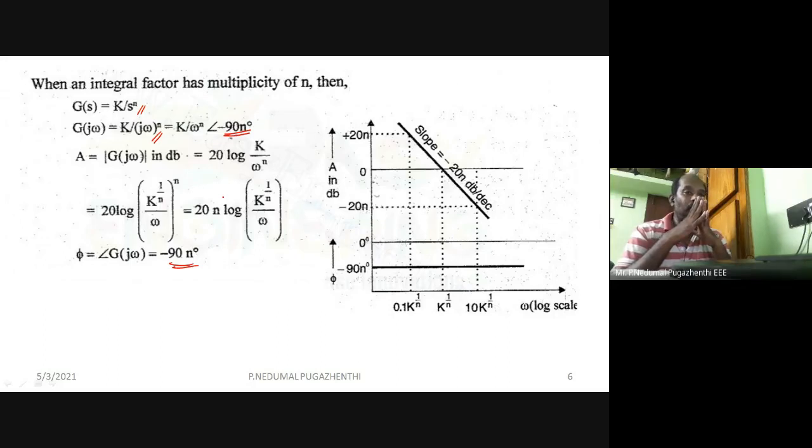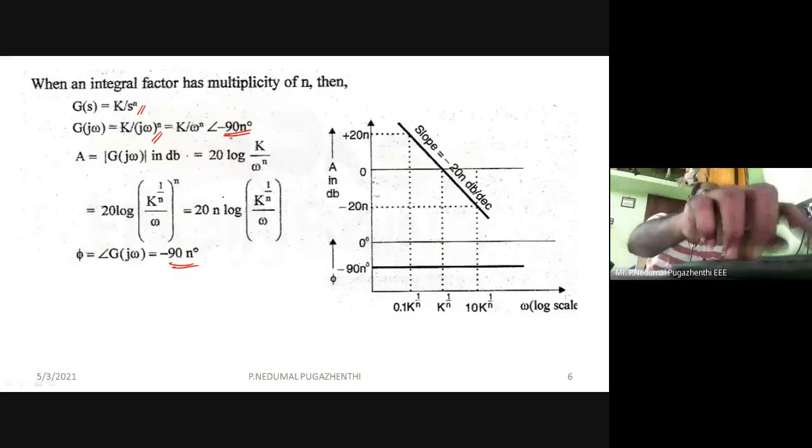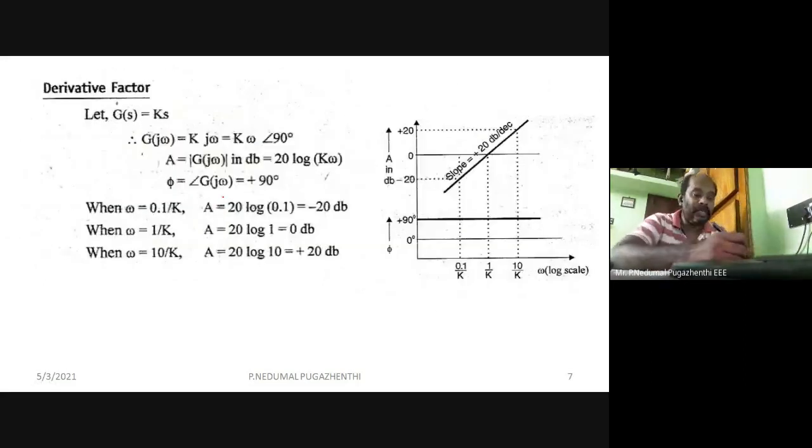Right. So another factor, you may have a derivative factor. Derivative factor is when your transfer function has an s term in your numerator part. In the previous case, we saw it like k by s, the s is in the denominator, but here in the numerator you will have an s there, k into s. In that, it is going to be k omega is the magnitude. And the angle is, since omega is in the numerator, the angle is going to be 90 degrees.